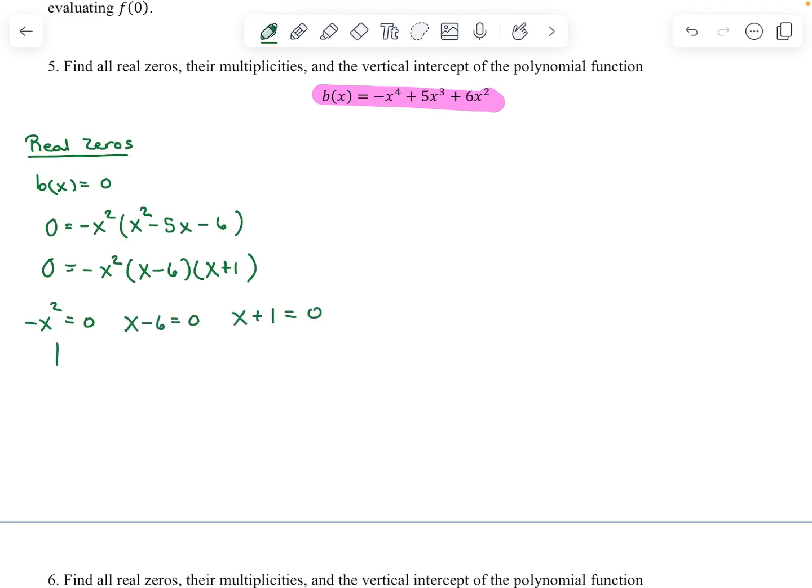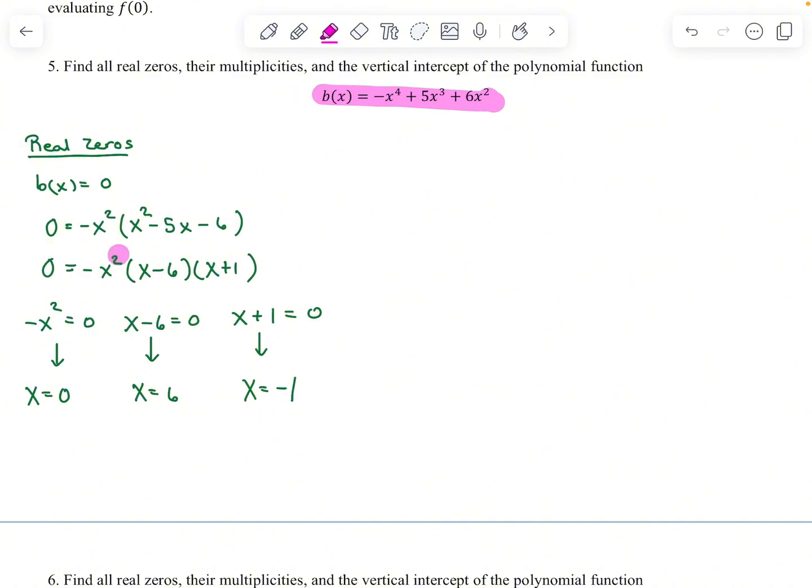For the first equation on the left, if negative x squared is equal to 0, that implies x is equal to 0. For the equation in the middle, x minus 6 is equal to 0 implies x is equal to 6. And for the equation on the right, x plus 1 is equal to 0 implies x is equal to negative 1. So now that we have all of the real zeros, let's identify the multiplicities.